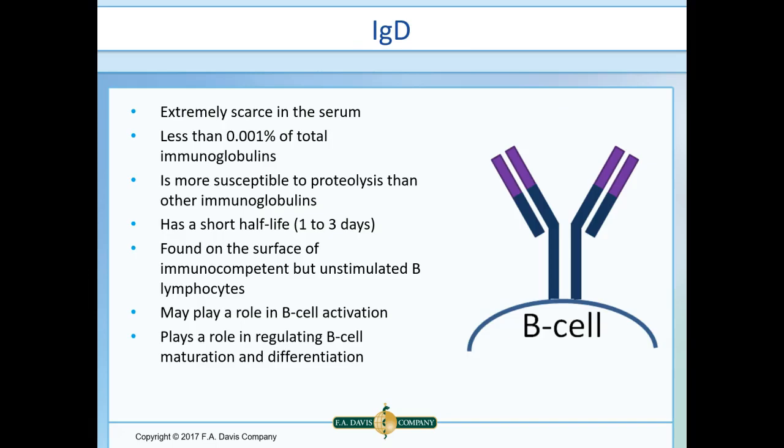IgD is the one that's extremely scarce in serum. It's less than 0.001% of all immunoglobulins. It's very susceptible to proteolysis and has a very short half-life of 1 to 3 days. This one we find on the surface of the immunocompetent but unstimulated B cell lymphocytes. You can see it sitting on top of a B cell here. It plays a small role in B cell activation and in the regulation of B cell maturation and differentiation as well.